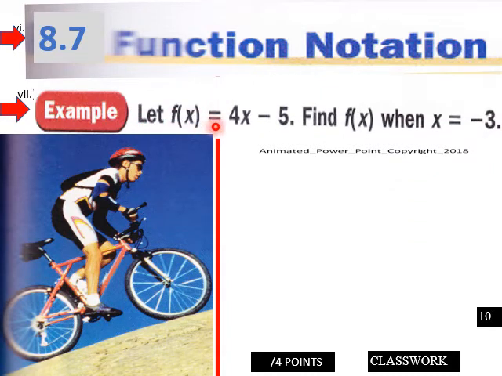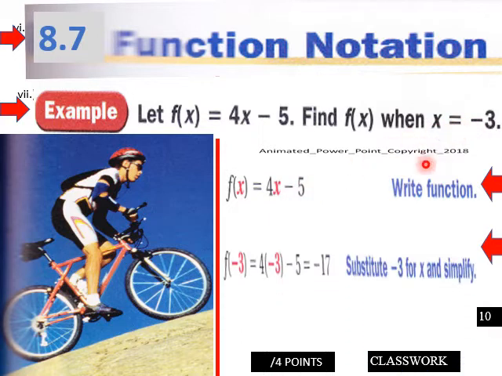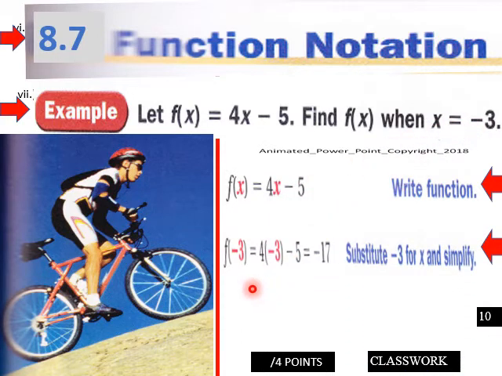Let's move to our next section here, which is 8.7, function notation. Let f of x equal 4x minus 5. Find f of x when x equals negative 3. So what do we do with that? Here's our original, f of x equals 4x minus 5. And now x equals negative 3, so we plug in here. F of negative 3 equals 4 times negative 3 minus 5, so this being negative 12 minus 5, being negative 17.